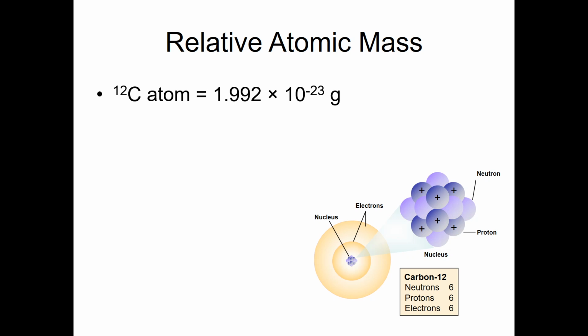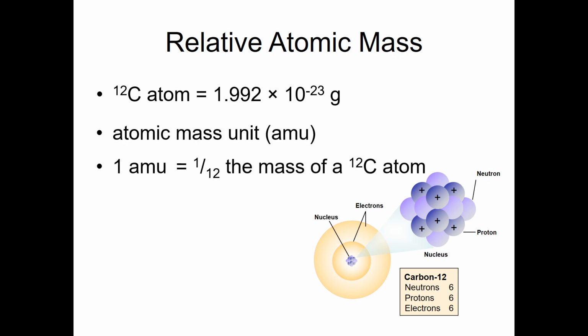So, y'all remember what the definition of atomic mass unit, AMU, is? How was the atomic mass unit defined? It was defined as 1/12 the mass of a carbon-12 atom.